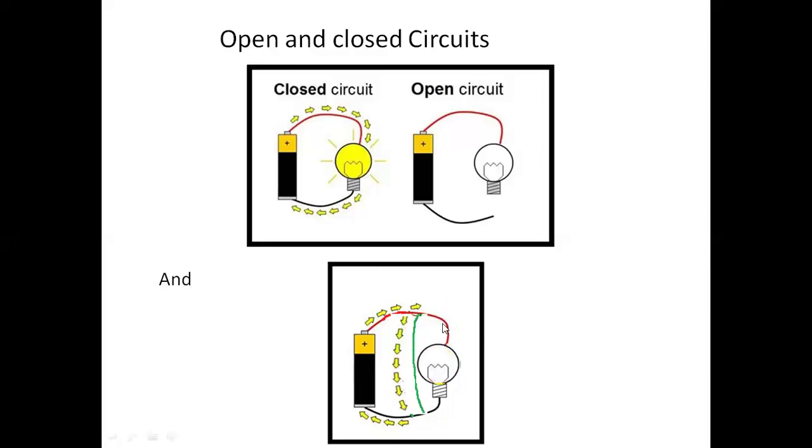See, the current stops flowing through the bulb and it chooses an alternate path. This green wire shows the path for the charges to flow. Now the charges are flowing from the positive terminal of the battery through this green wire back to the negative terminal of the battery. They are not passing through the bulb anymore because the bulb is offering resistance. It offers resistance, so it is a difficult path for the charges to flow.